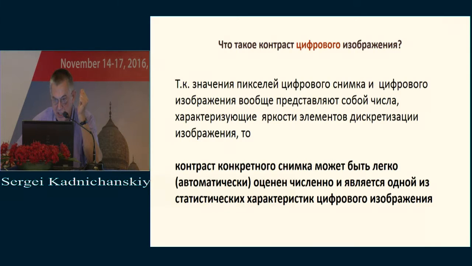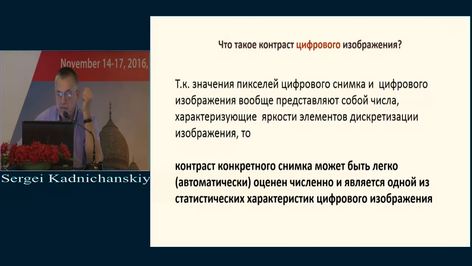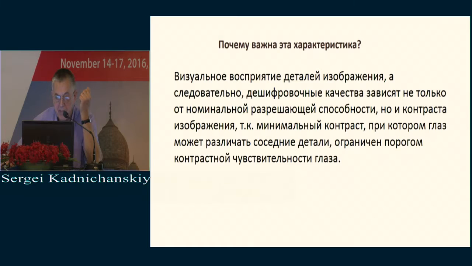So what is contrast of a digital image and how can it be measured in numbers? That's what I'm going to talk about. As long as the values of pixels of a digital image are numbers characterizing the lightness and discretization, this contrast can be easily, automatically measured in theory. At the same time, it is one of the most interesting and important characteristics of a digital image in general. Why is this characteristic important?